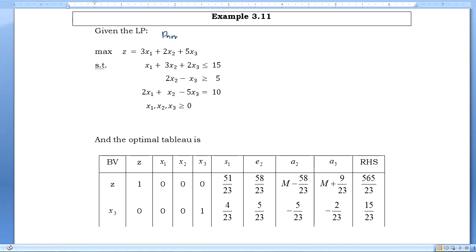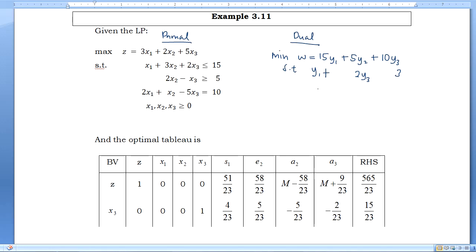This is the primal and the dual is: minimize W equals 15y1 plus 5y2 plus 10y3, subject to 1y1 plus 0y2 plus 2y3, and the right hand side is 3.